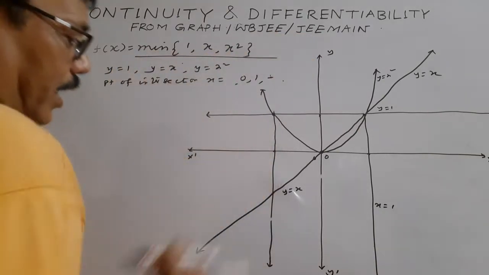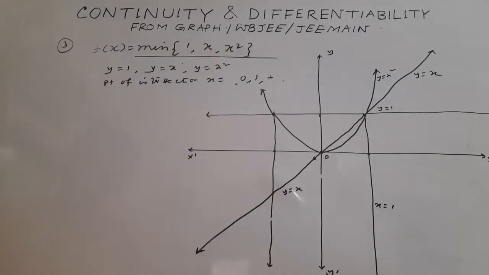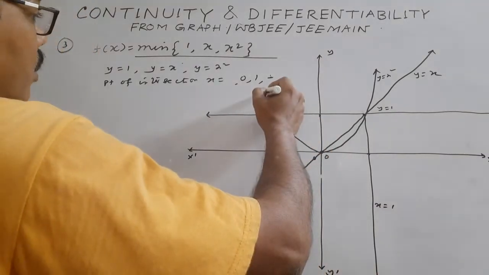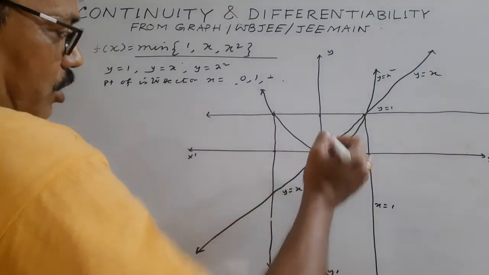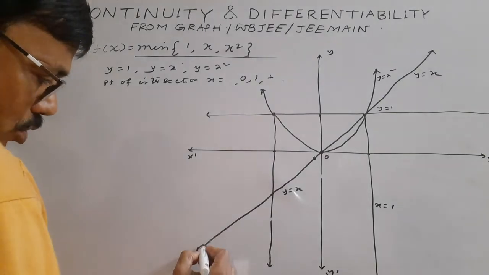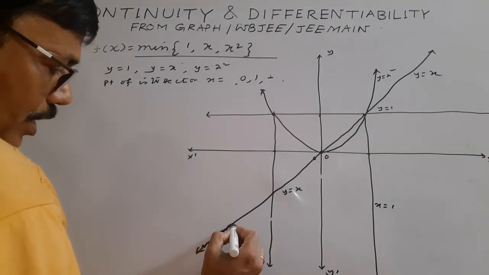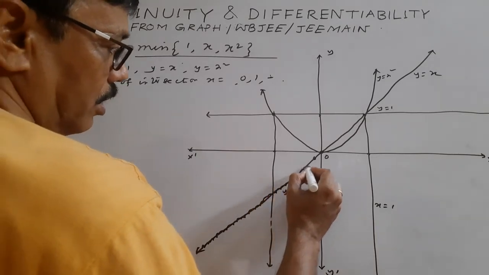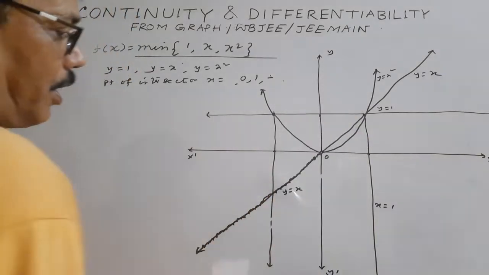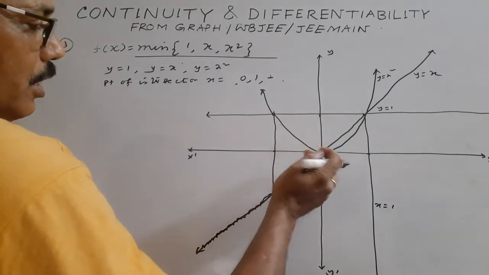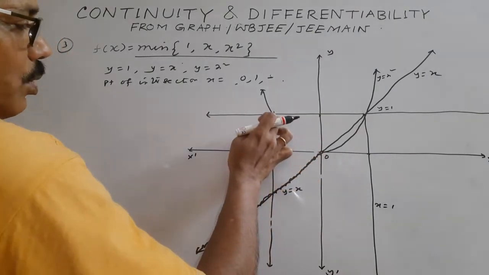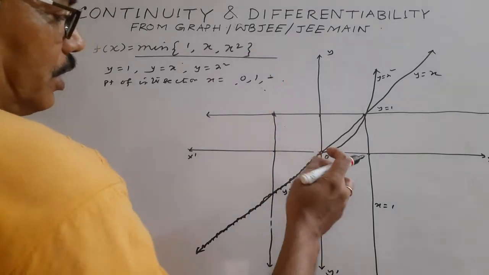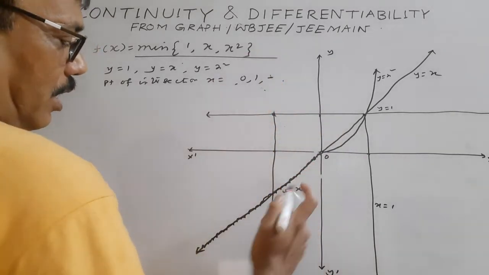Now you take the minimum of 1, x, x square. So this is y equals x and this is y equals x square. So what is the minimum value? So this one is minimum. This part is the minimum part. So this part is cancelled out, this part is cancelled out, this part also cancelled out.